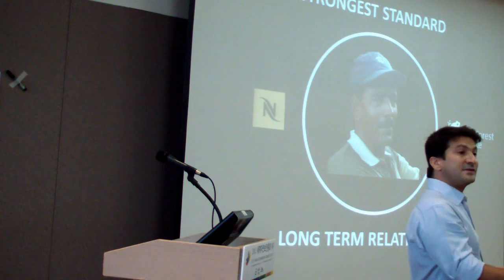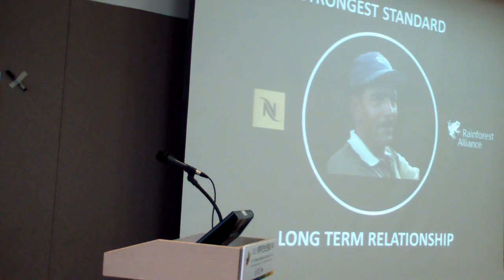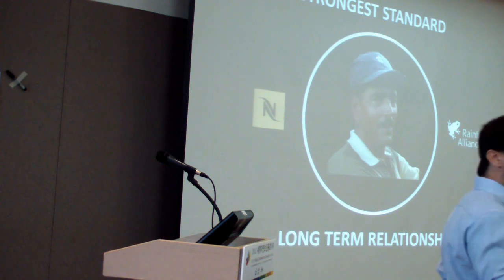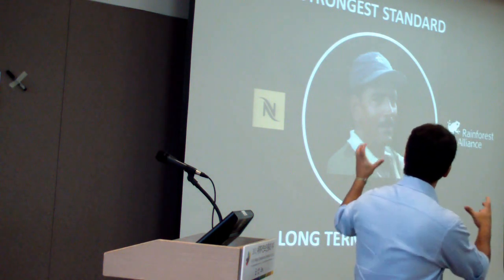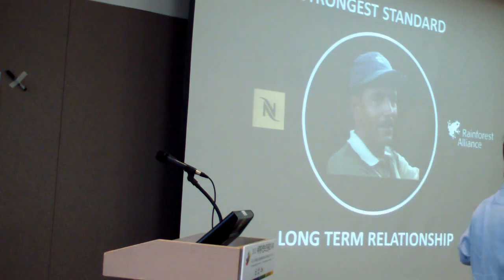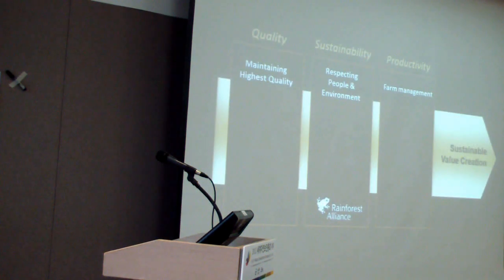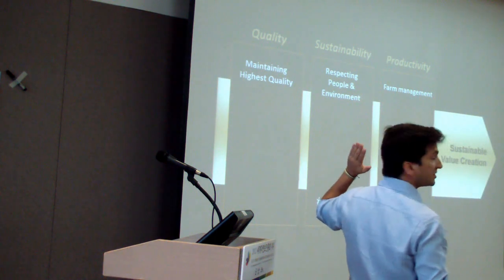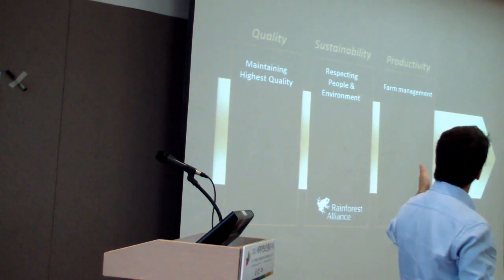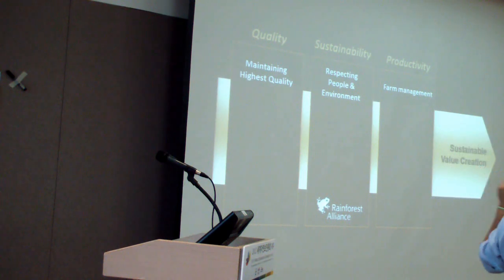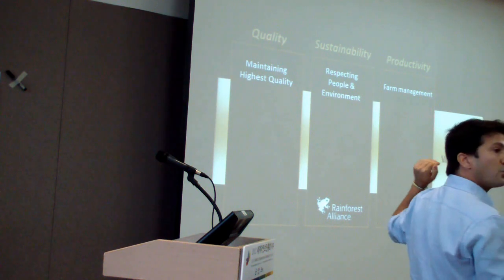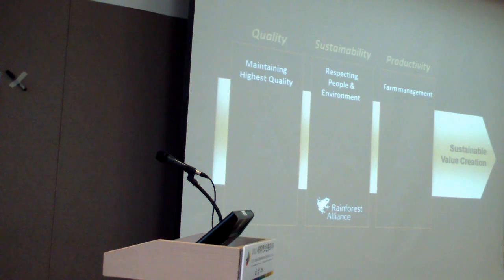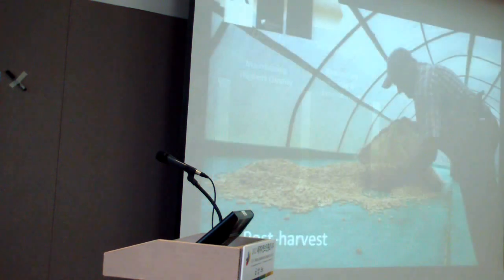We invited Rainforest Alliance to create this program because of their expertise, because of their strong standard, and we put the farm as the center of our interest, and we decided to do long-term relationships with these farms. From the beginning, we had a broad approach, and we took in consideration 3 pillars: the quality, the sustainability, and the productivity. And everything that we do through these pillars should create value for the farmer and for the other participants in the supply chain.